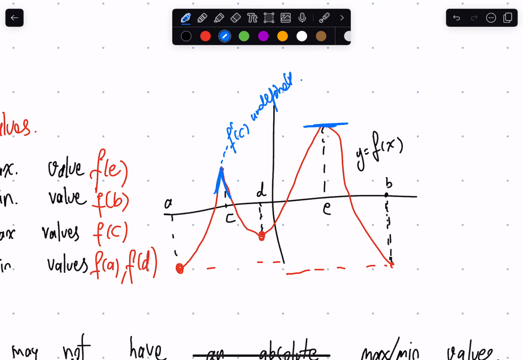You see that the tangent here is horizontal, which means the derivative at e is 0. And similarly for this one, the derivative at d equals 0. Okay, so these are critical points. So these two are critical points, and this one is a singular point, and these two are endpoints.